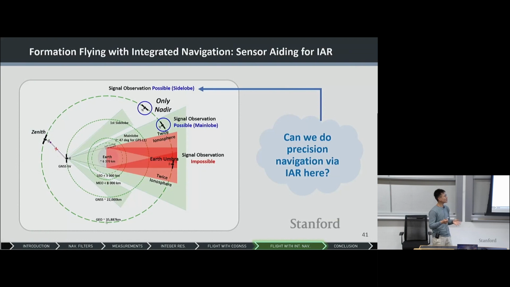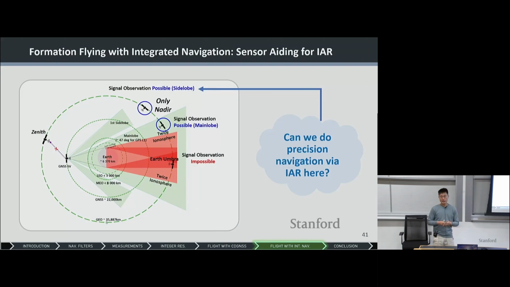Some other interesting research topics that we've looked at: we know we are gearing up towards performing IAR in low Earth orbit. We get pretty good GPS coverage. We can see about 12 satellites nominally at any point in time.